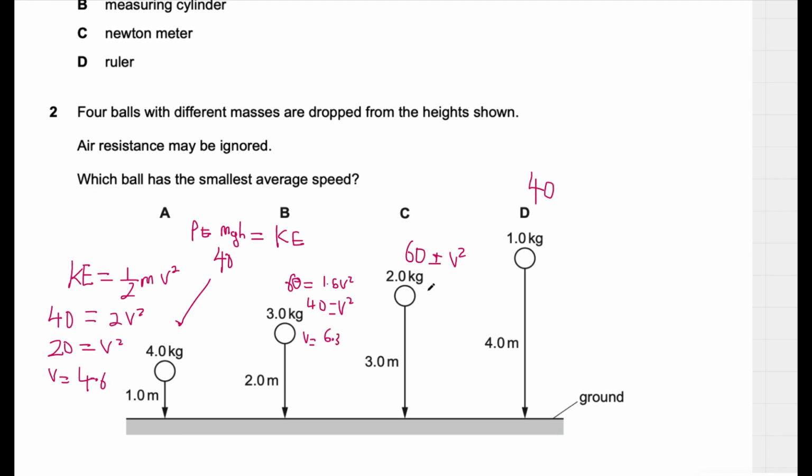Now what's the speed of C? You find the square root of 60. What's the square root of 60? V will be equal to the square root of 60.